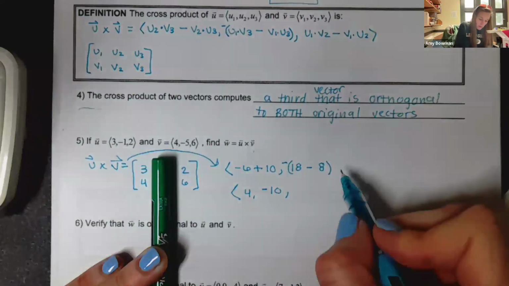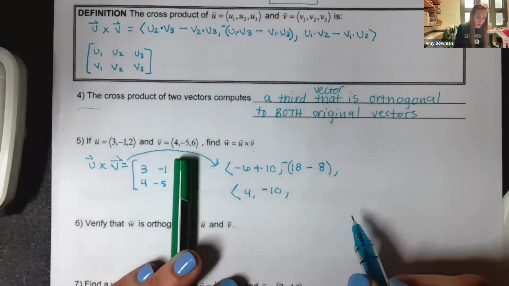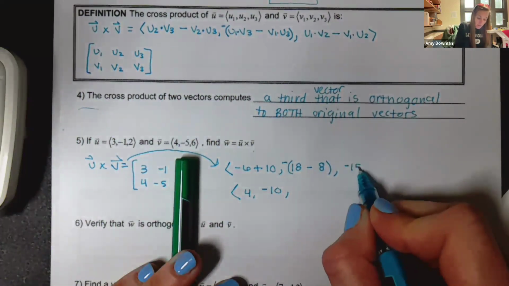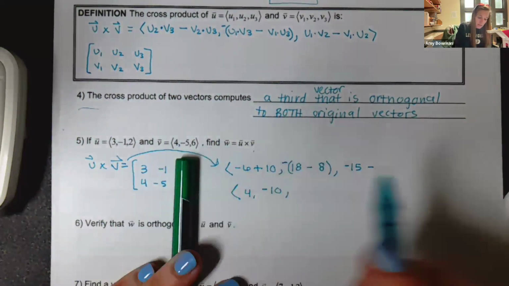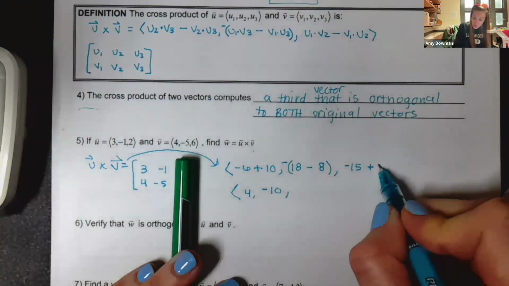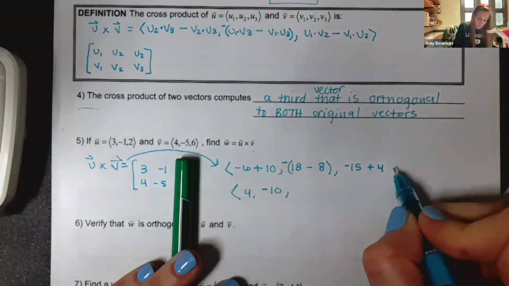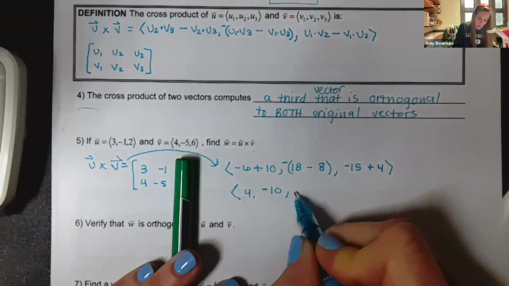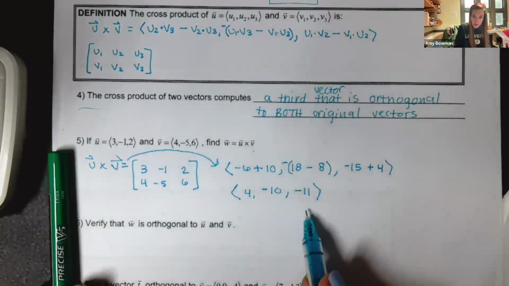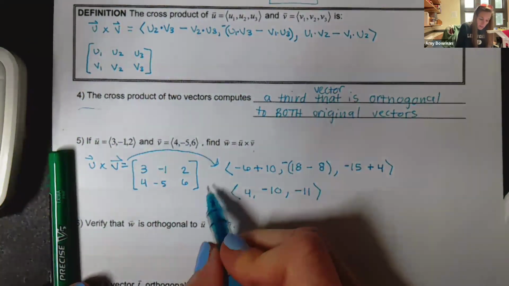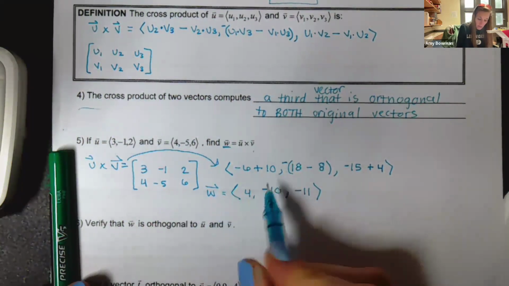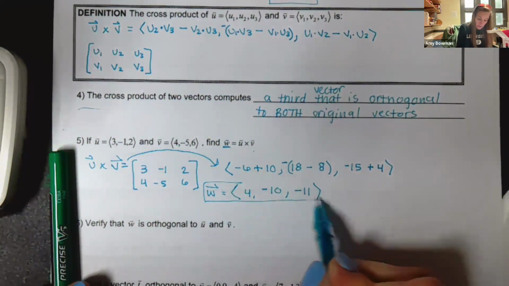The third component, cover up the third column, same process, 3 times -5, minus 4 times -1, so minus -4, or -15 plus 4. And we have -11. So this right here is the result of the cross product, and the question said it's called vector W. That is cross product.